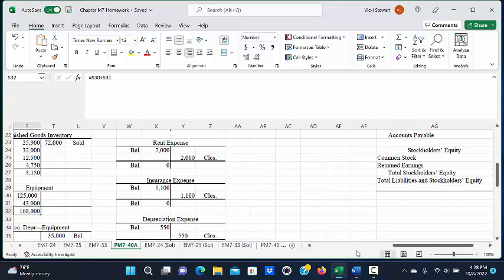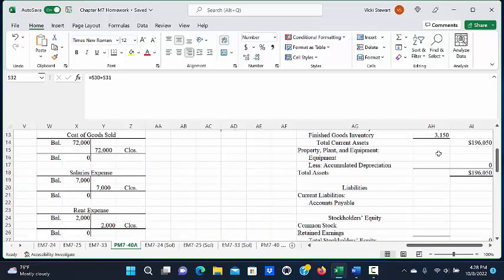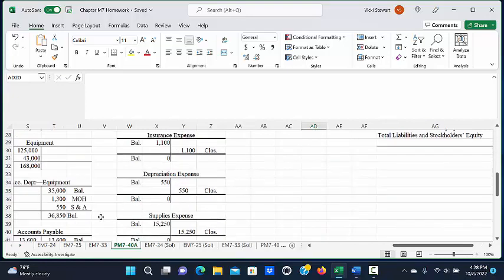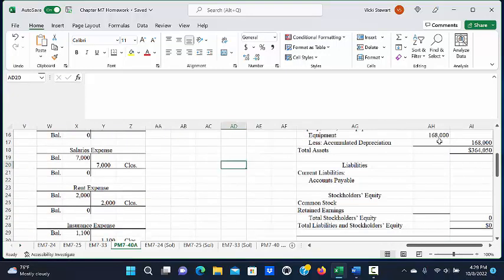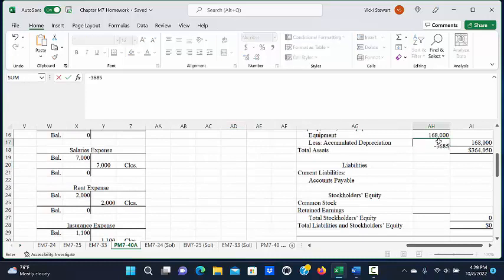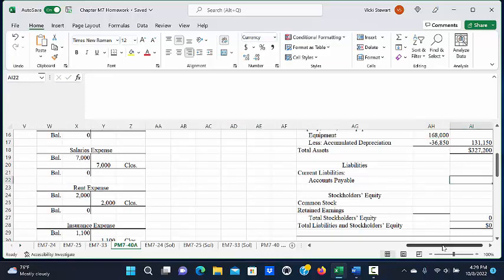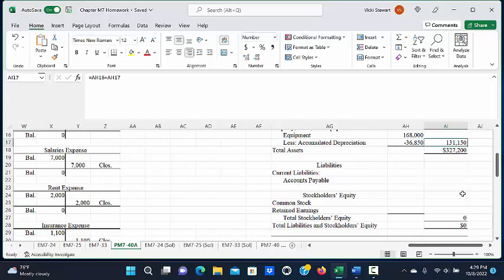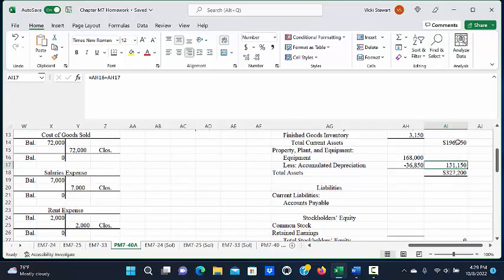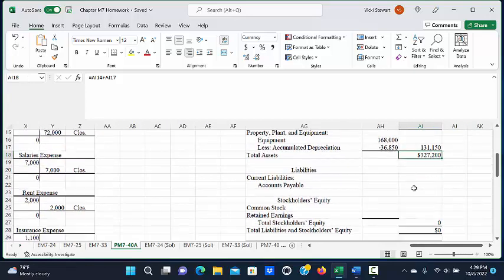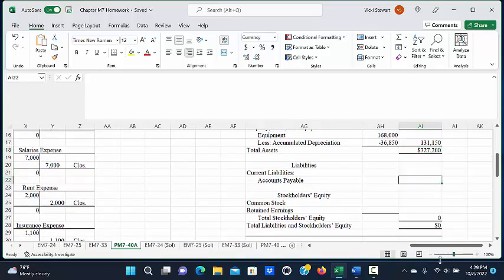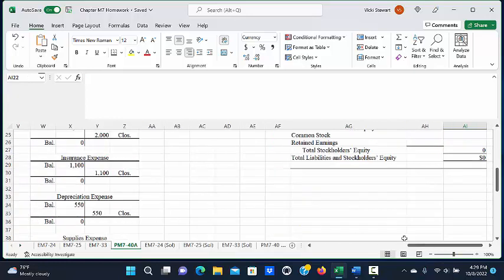So our ending balance in equipment was $168,000. And we need to subtract from that our accumulated depreciation ending balance, which was $36,850. And that gave us our total property, plant, and equipment of $131,150, which we would add to our total current assets to get total assets of $327,200.